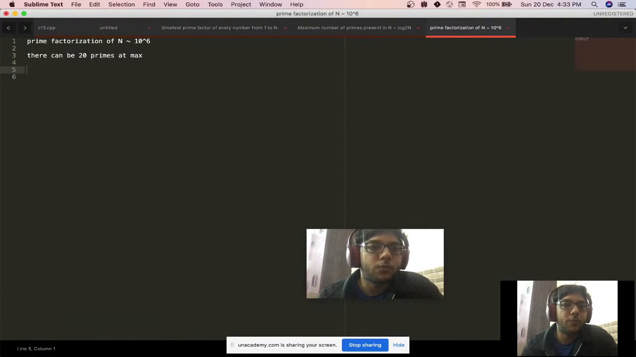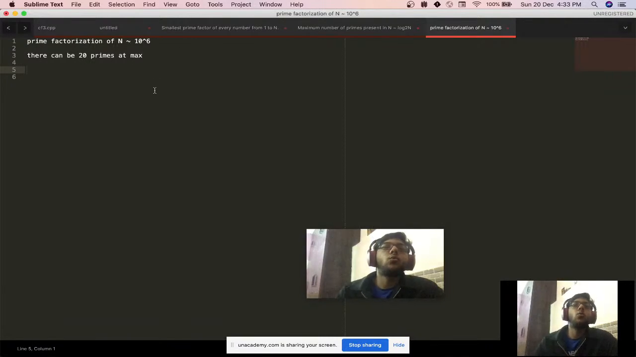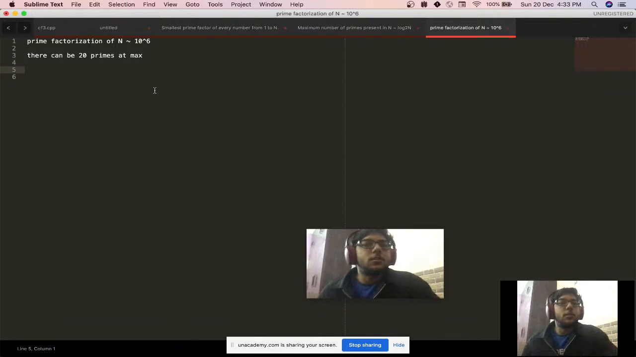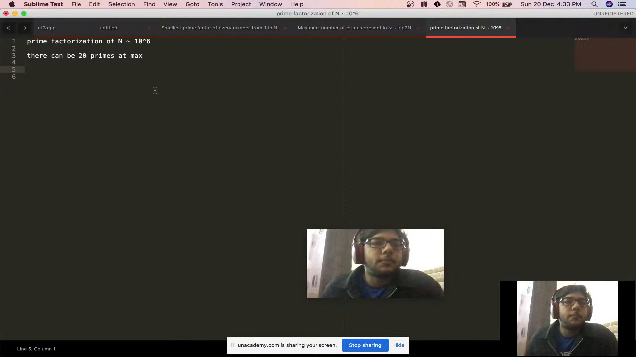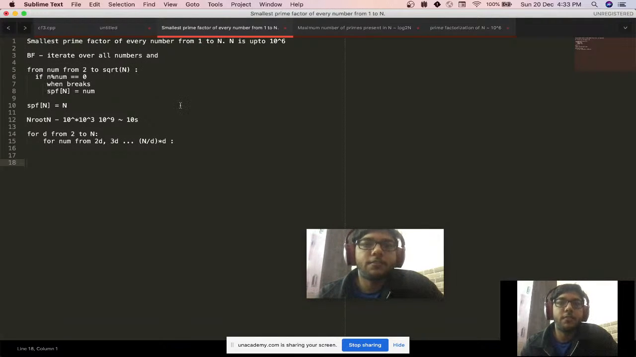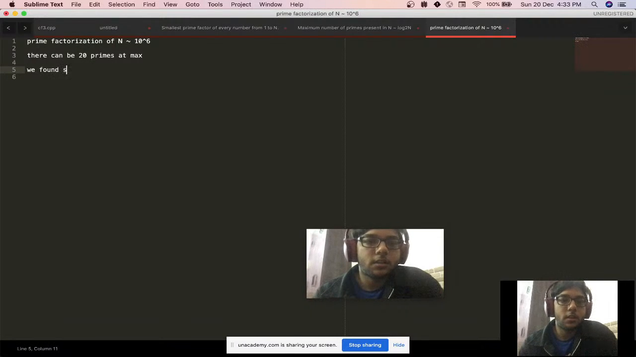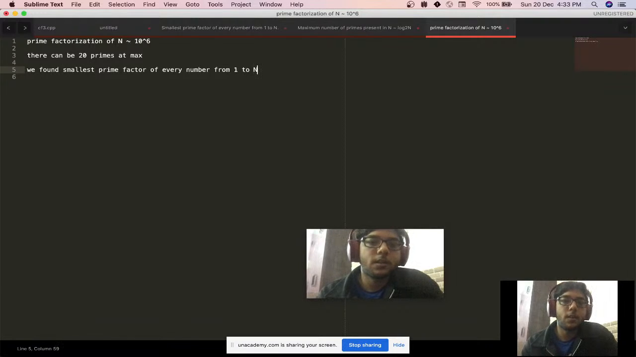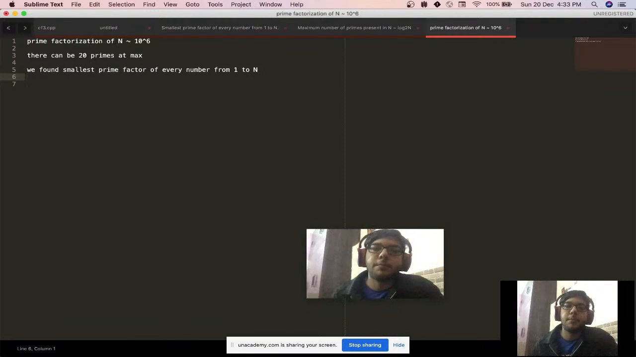Cool. So I want to factorize it. How do I go about it? There are lots of ways we can prime factorize a number n. Let us say we use this one. Since we already found the smallest prime factor of every number from 1 to n, as discussed earlier, let us say we found the smallest prime factor of every number from 1 to n.